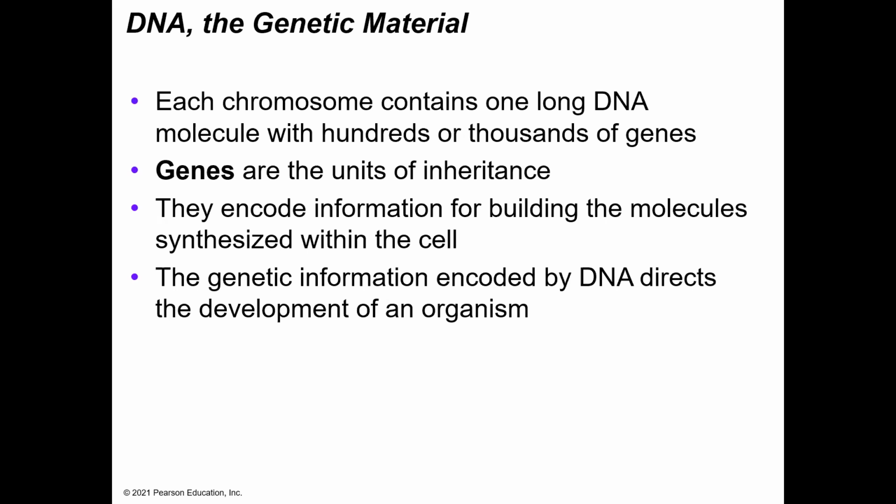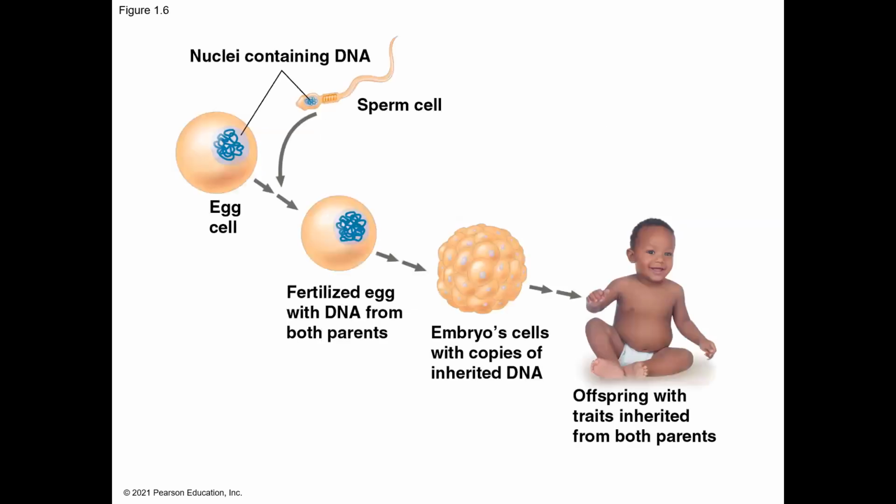So your DNA encodes information that carries the directions to build the molecules that literally create and compose your cells and your body. The genetic information encoded by DNA directs the development of an organism. So you guys did probably learn when you were talking about cells that DNA is the brain. The nucleus is the brain of the cell, where it directs all of the cellular reactions that occur within that cell.